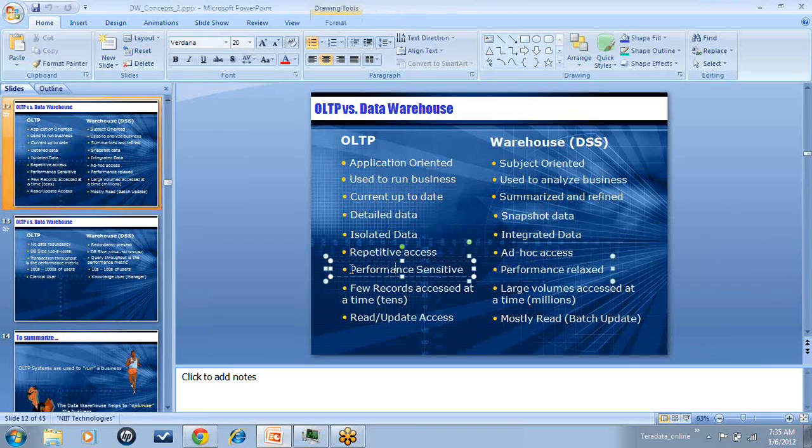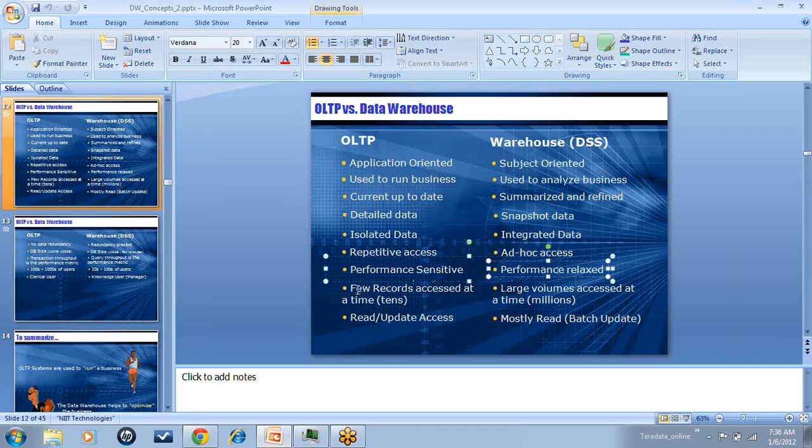And OLTP is performance sensitive, because the customer will go to the teller, and if he asks for money and I take hours and hours, he won't be waiting for me there. But here the business users are performance relaxed because their questions are very complex. To answer their questions, I need to access more and more data. So I can take my own time, maybe not 2 to 3 minutes, but 10 or 15 minutes, because these are ad hoc, complex questions which involve more data to be analyzed. So I have to take some time to answer such questions.